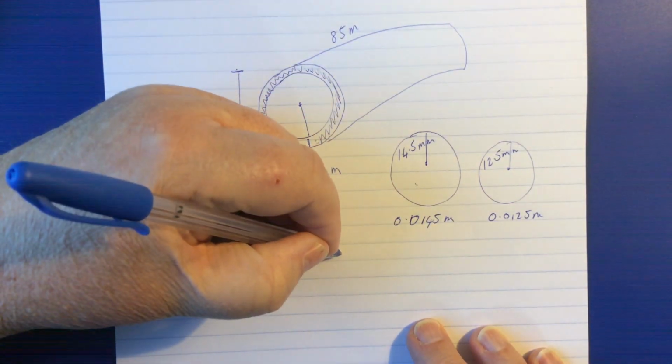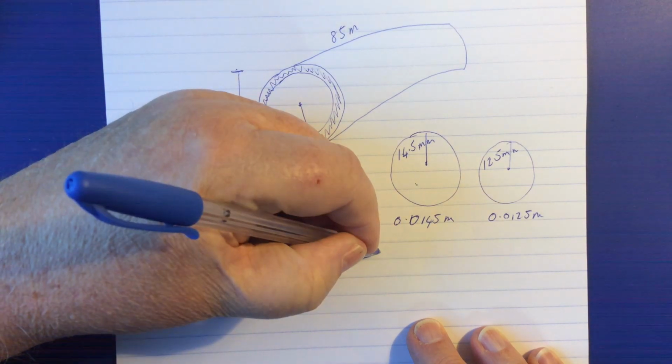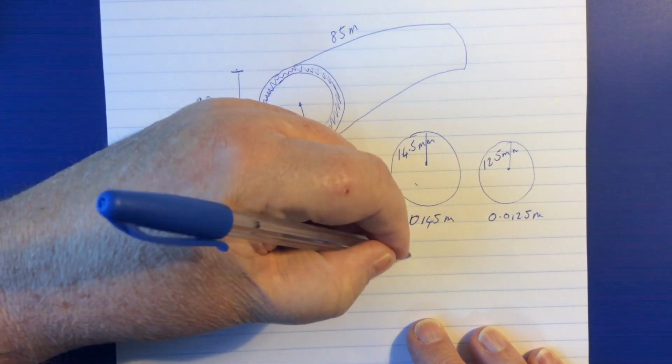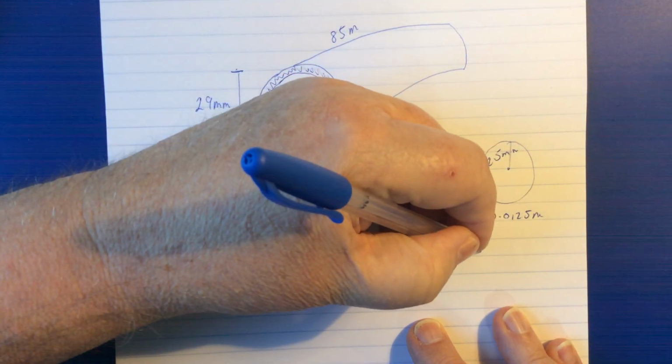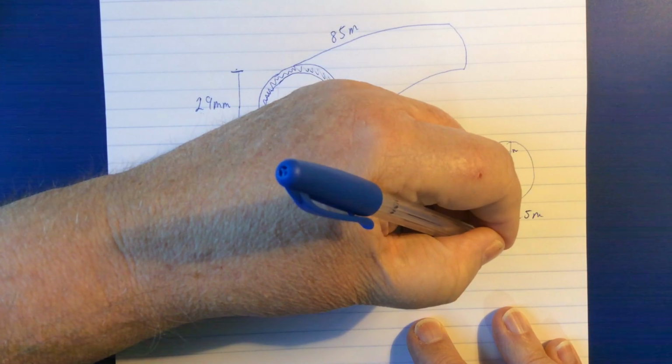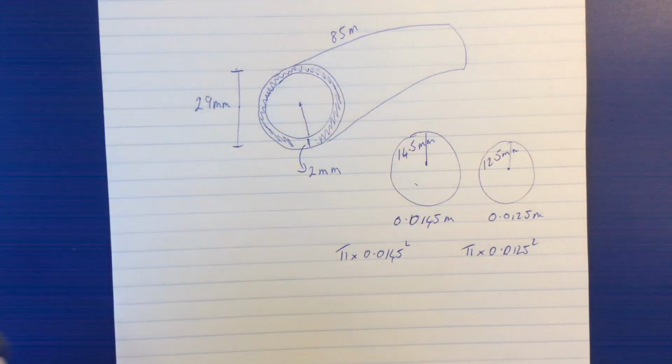Okay, what is the area of this? Well, it is pi times 0.0145 squared, and the area of this is pi times 0.0125 squared. Okay, let's work those out. These are going to be quite small numbers.